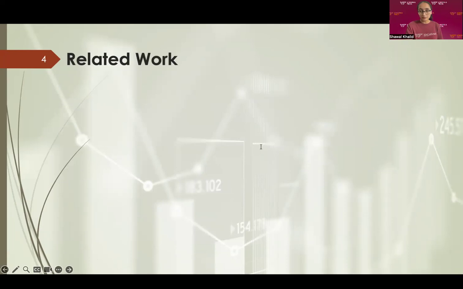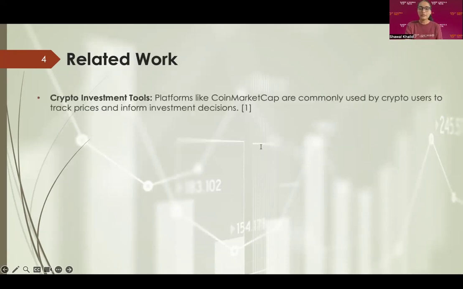So let's look at some of the related work in this area. First up, there are various tools like CoinMarketCap that crypto users frequently use to track prices and make informed investment decisions. These tools are very important for staying updated on the current market trends.